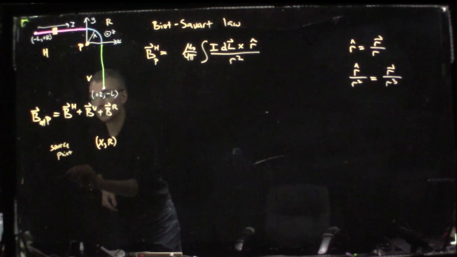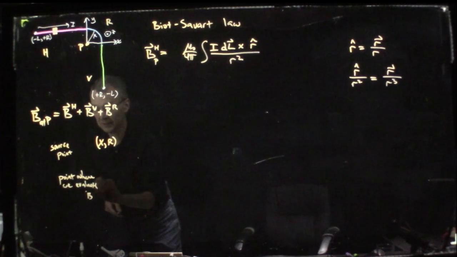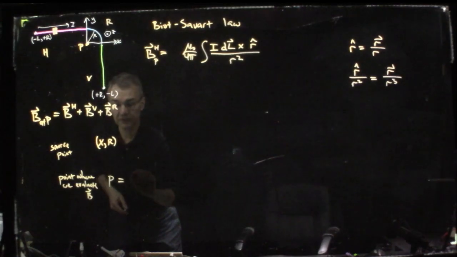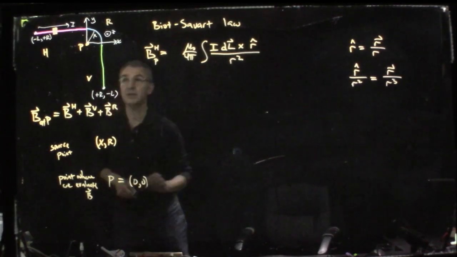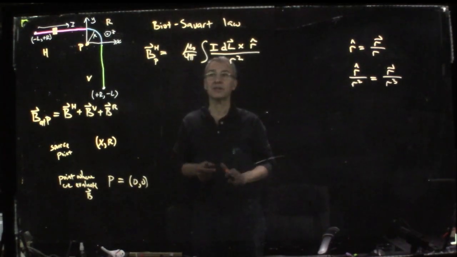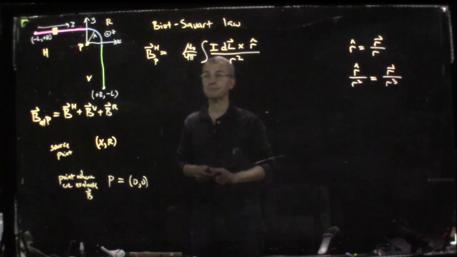And then the point where we're evaluating the field, P equals, actually now, see, that was kind of convenient. We made P just be the origin. You don't have to make P be the origin, but in this case, the integrals that we get will be less messy if we make P be the origin.